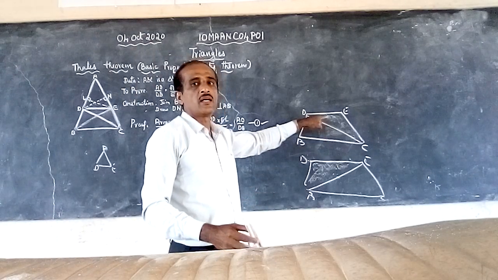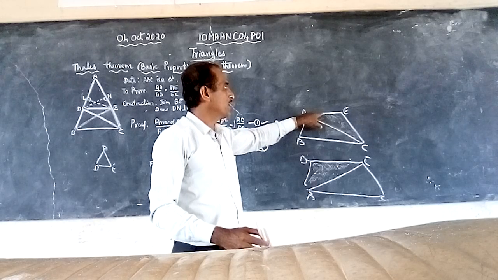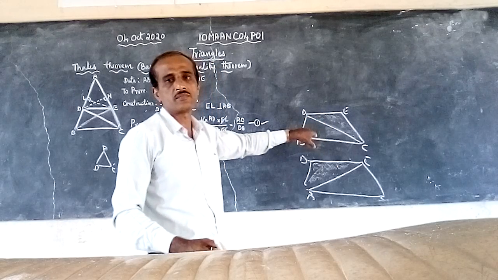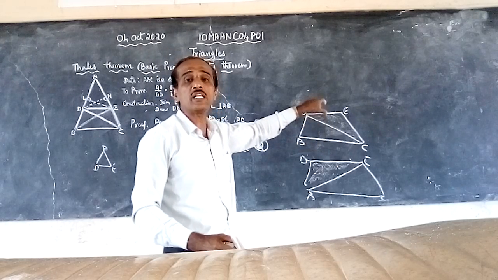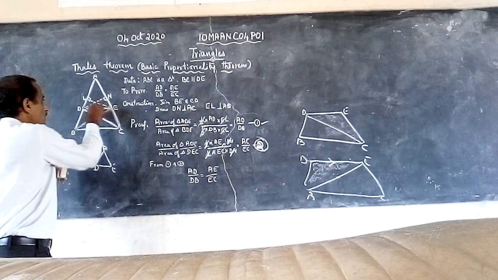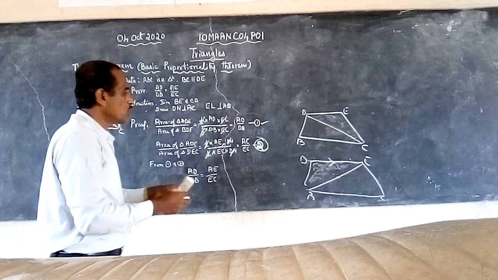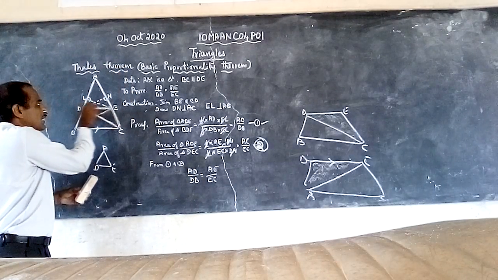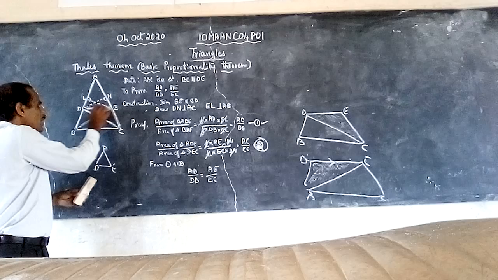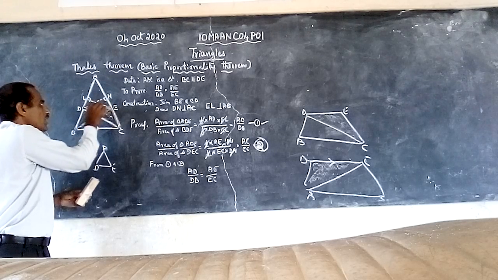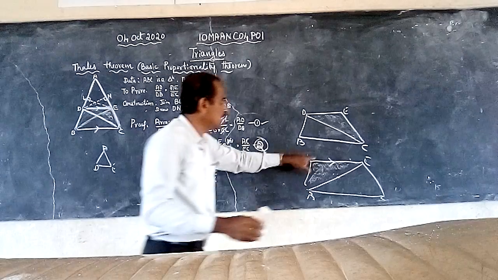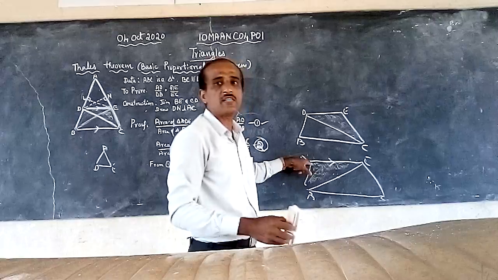Triangles with the same base and between the same parallels. Triangles lying on the same base and between the same parallels. These are parallel. It is given in the statement itself. DE is parallel to BC. See, both the triangles lie on the same base. What is the base? DE is the base. Between the same parallels DE and BC. So this triangle also lies on this same base. Therefore, DE is the base to both the triangles. See, to this also DE is the base.